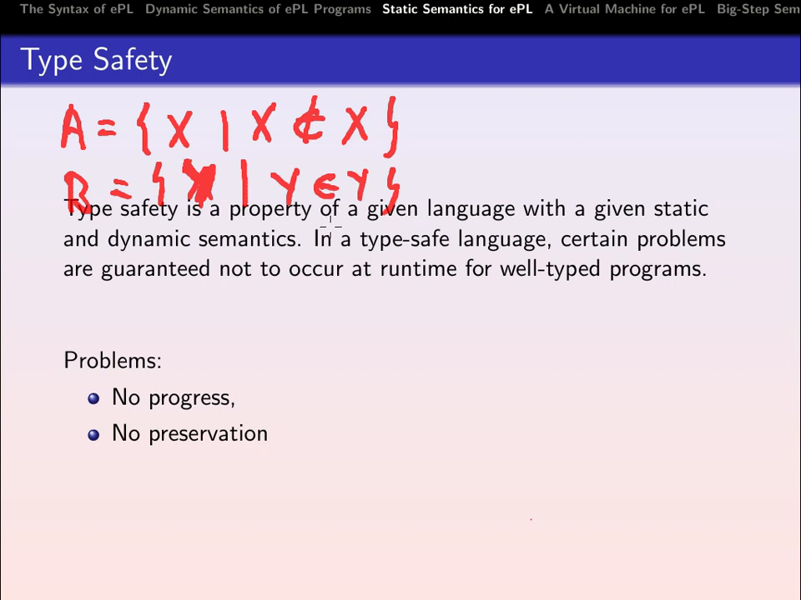So now, does B contain itself or not? What do you think? So every set in this universe either contains itself or it doesn't contain itself. B is a set in this universe, right? So it either contains itself or it doesn't. Which do you think it is?